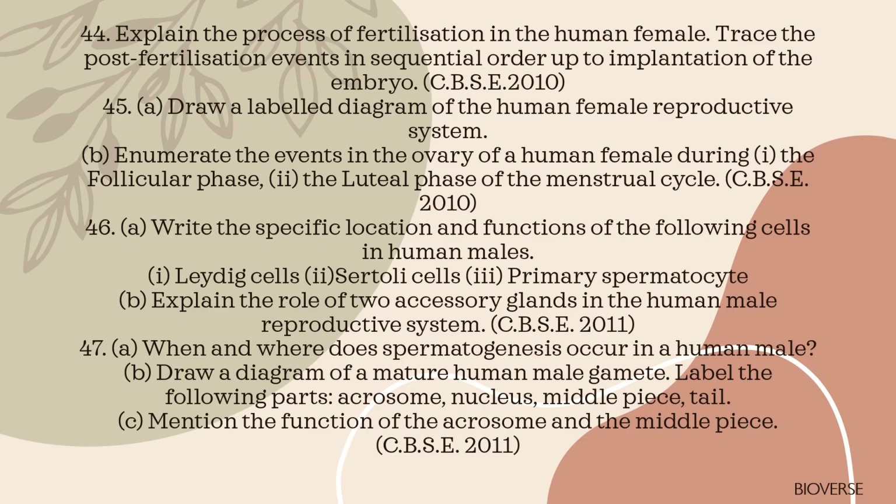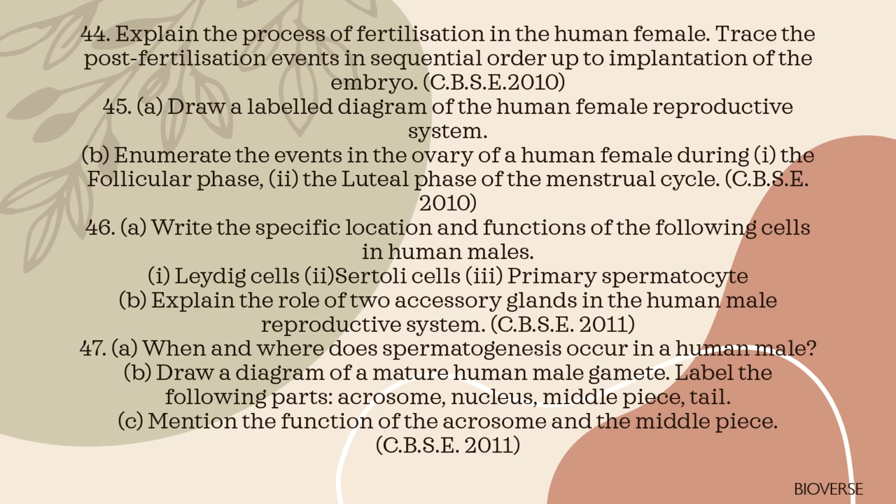Question 45. A. Draw a labeled diagram of the human female reproductive system. Include ovary, fallopian tube, fimbriae, uterus, cervix, vagina. B. Enumerate the events in the ovary of a human female during A.